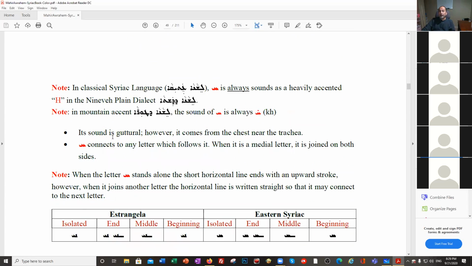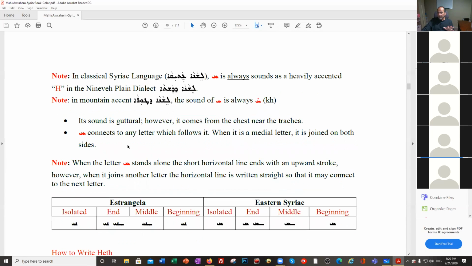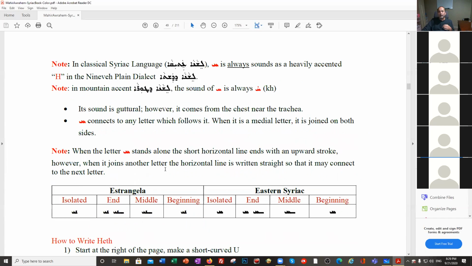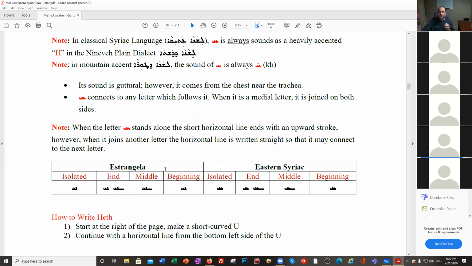I hope I made this clear, but if you read it in writing, you can see it very clearly. It joins from both sides. This little stroke goes up and joins to the following letter to the left. When it stands alone, it is a kind of head, which you will see in a few words, standing by itself at the end.